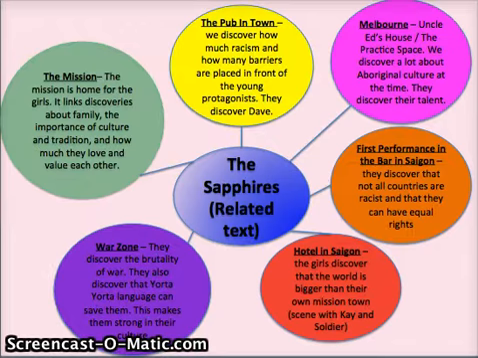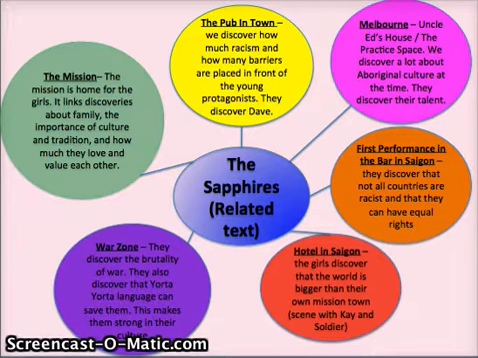In the film The Sapphires, there are also a number of significant places. The film starts off at the mission. The mission is home for the girls, and it links discoveries about family, the importance of culture and tradition, and how much they love and value each other. At the pub in town, we discover how much racism and how many barriers are placed in front of the young protagonists. They also discover Dave.